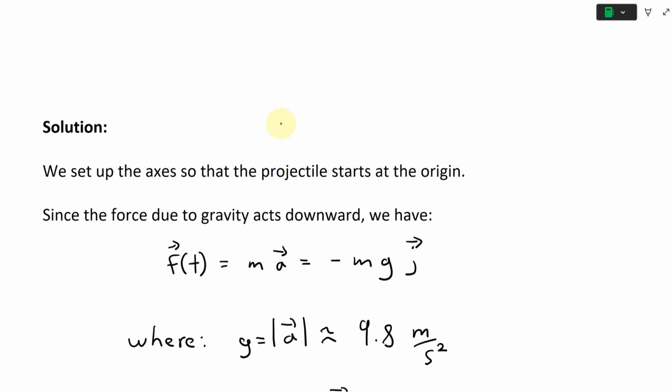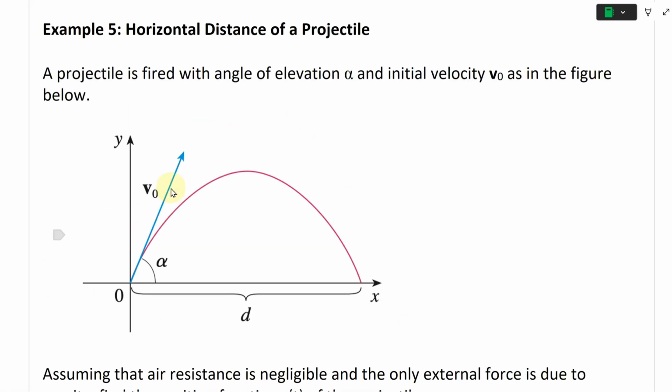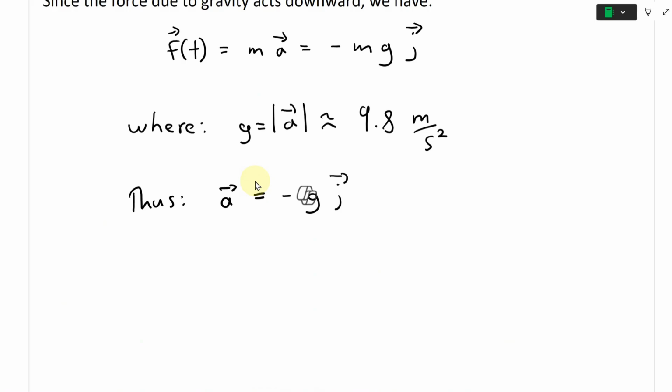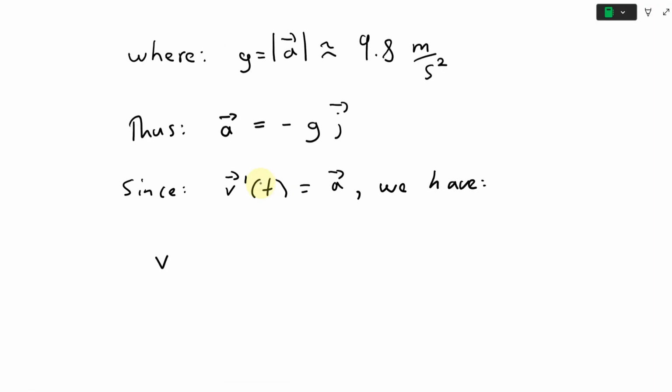Now again we're asked to find the distance d. In other words, we basically just need the position vector to get all this. So we get the velocity, then we get to the position. So we just take the integral. Since the derivative of the velocity v of t is equal to a, now we just take the integral of it. So v of t equals the integral of a dt.